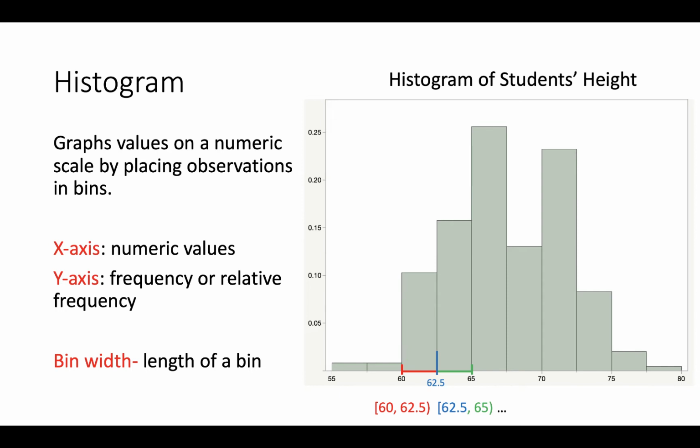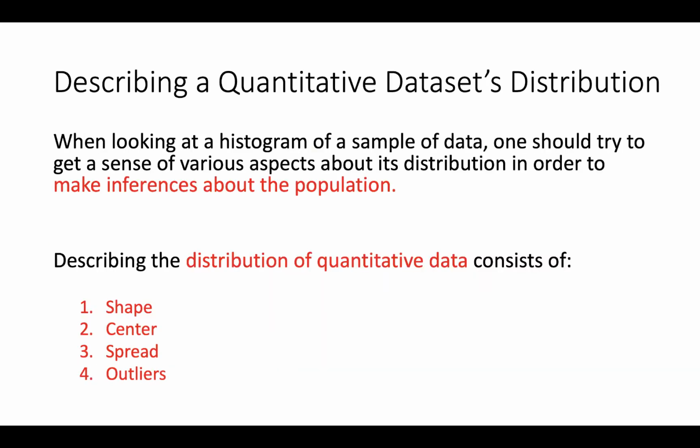So when visualizing quantitative data, one's goal should be to learn about the data set's distribution. When dealing with quantitative data, there's going to be 4 aspects of its distribution that we're interested in: the shape of your data set, the center of your data set, the spread of your data set, and if there's any outliers. Learning about these 4 aspects will help you make inferences about the population in which you're interested in if you're looking at a sample of data.